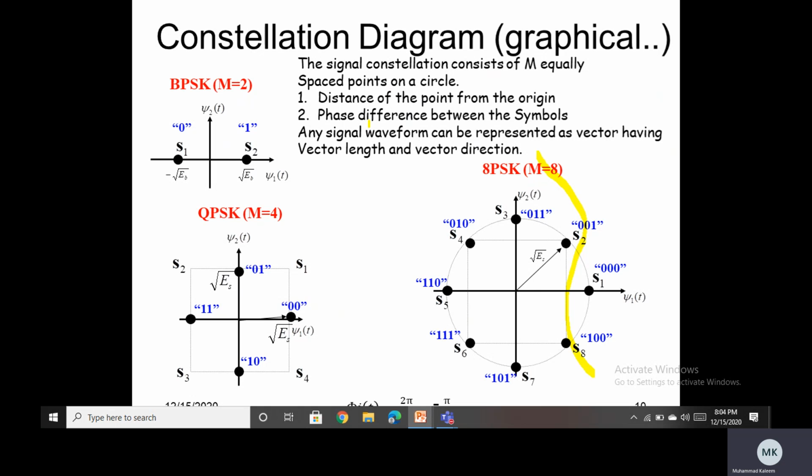You need two things in order to draw a constellation diagram. एक तो आपको distance चाहिए, distance of the point from the origin. This is your origin, और इस origin से आपका जो point है उसका distance, that's the distance. In this case it is square root of Es, and the phase difference between the symbols, which can be calculated as we were doing it previously. So two things are required in order to understand the constellation diagram.